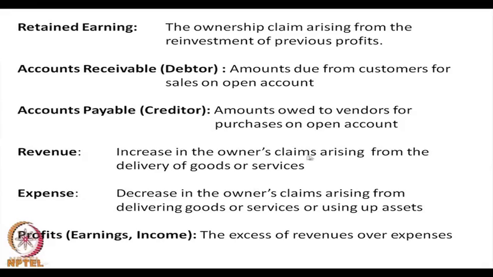Revenue is the owner's claims arising from the delivery of goods or services, and expense is the decrease in owner's claims arising from delivering goods or services or using up assets. So, in Hari's case, 7,000 rupees worth of goods were sold for 10,000 rupees. So, 10,000 rupees is the increase in the owner's claim, but that claim was reduced by 7,000 rupees, which is the cost of the goods. So, expenses are always subtracted from the revenues. Profit, also known as earning or income, is the excess of revenues over expenses. So, these terms we have now given formal definitions for you to understand.